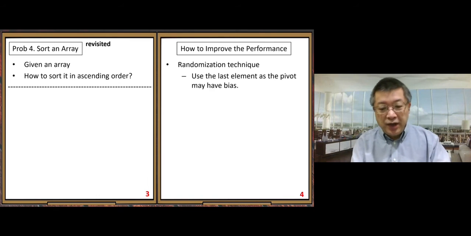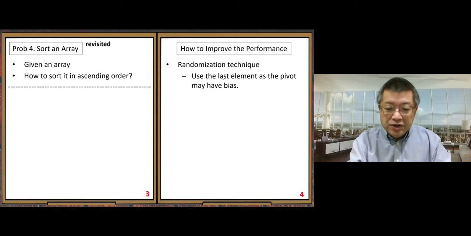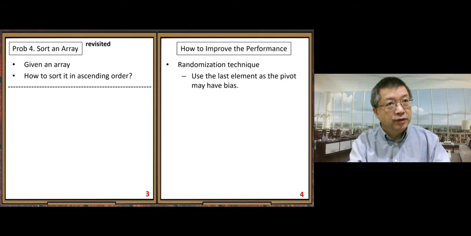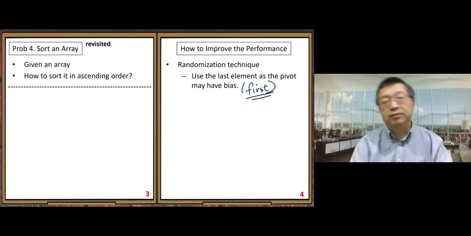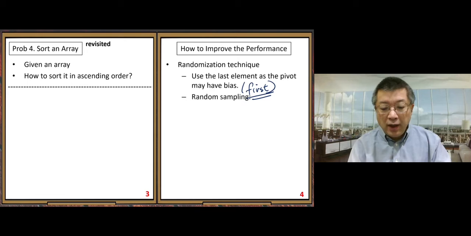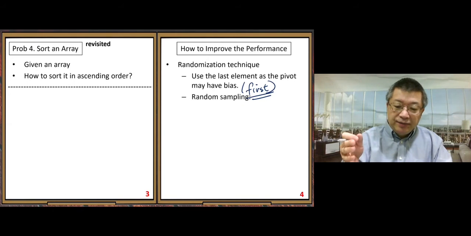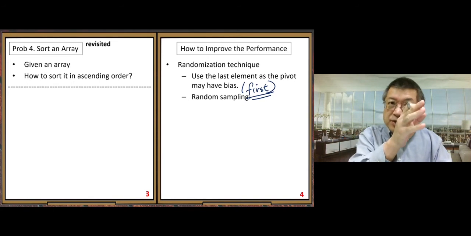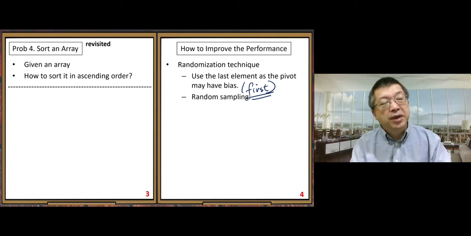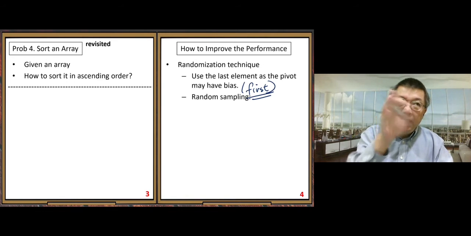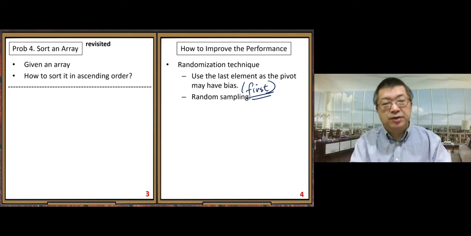Yeah. So here, although we use the last element as the pivot, our textbook used the first one. Okay, our textbook used the first one. Yeah, equivalent. All right, but sometimes that pick may not be good, right? Yeah, sometimes may have bias. Yeah, so we want to avoid that kind of bias.